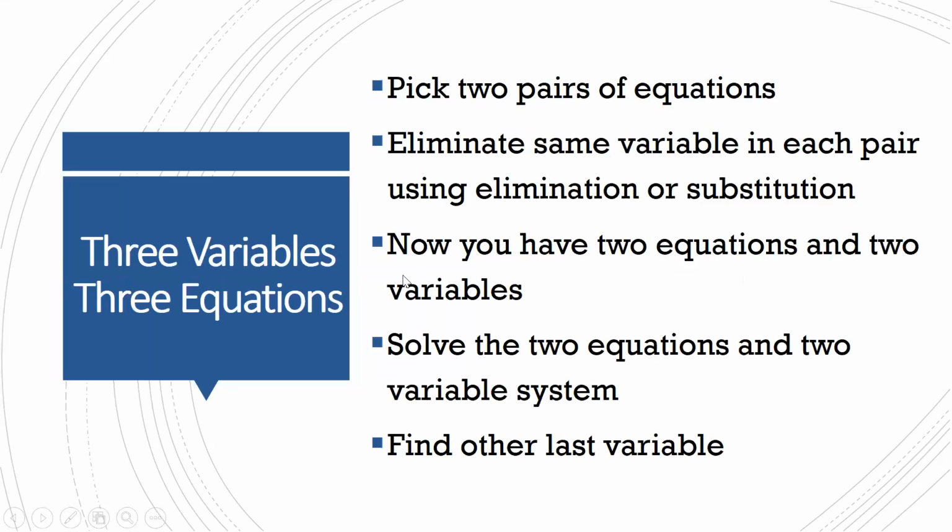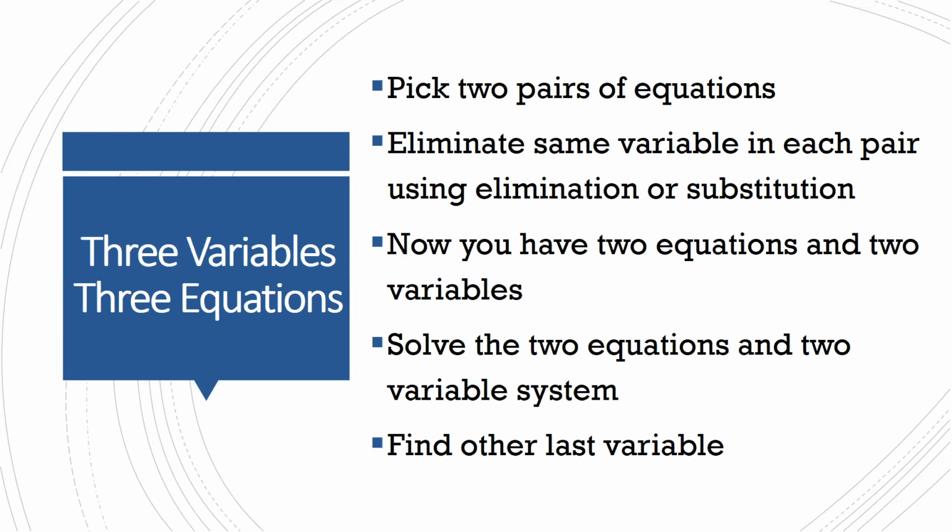So those are 4 examples of how to solve a system which has 3 variables and 3 equations. We always want to pick 2 pairs of equations out of our original 3. We want to eliminate the same variable in each pair of equations. You can use elimination or substitution to do that. Once we've eliminated the same variable, that gives us 2 equations and 2 variables.